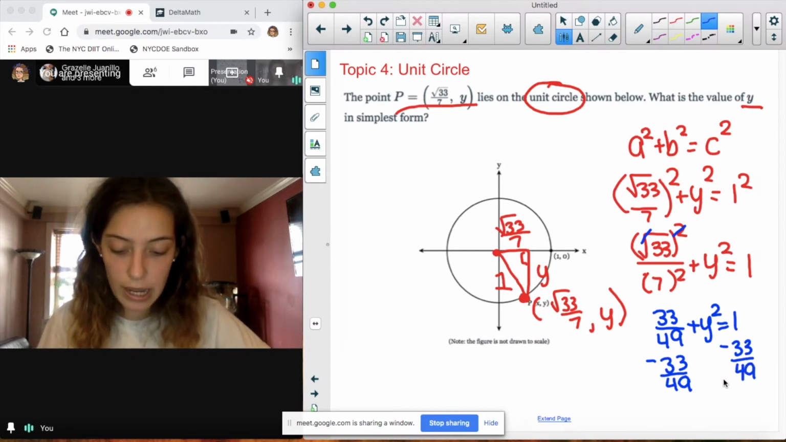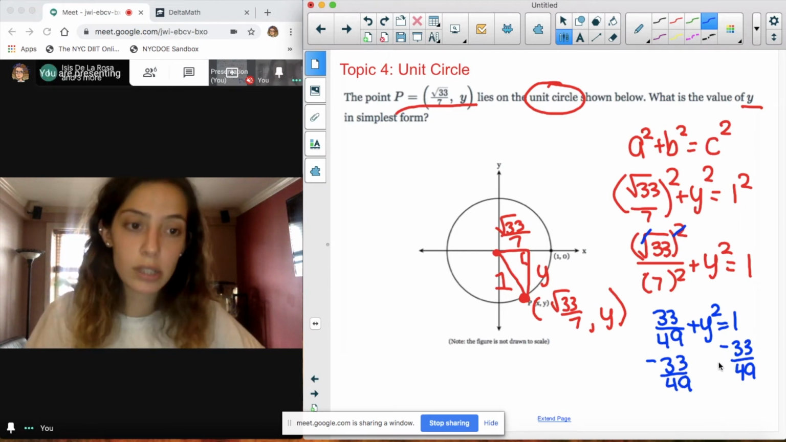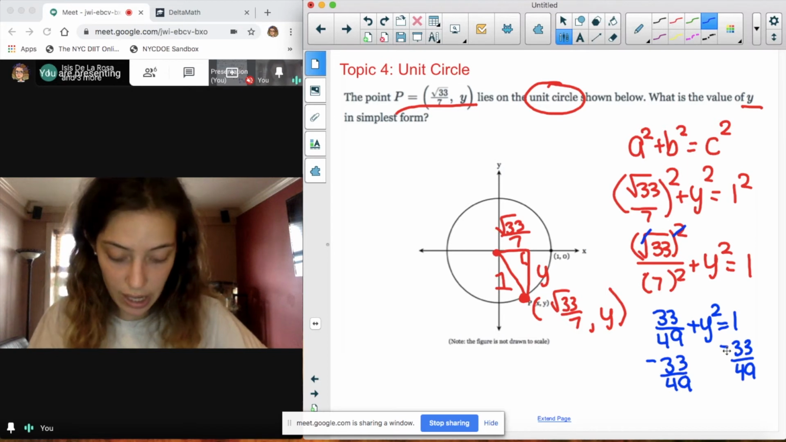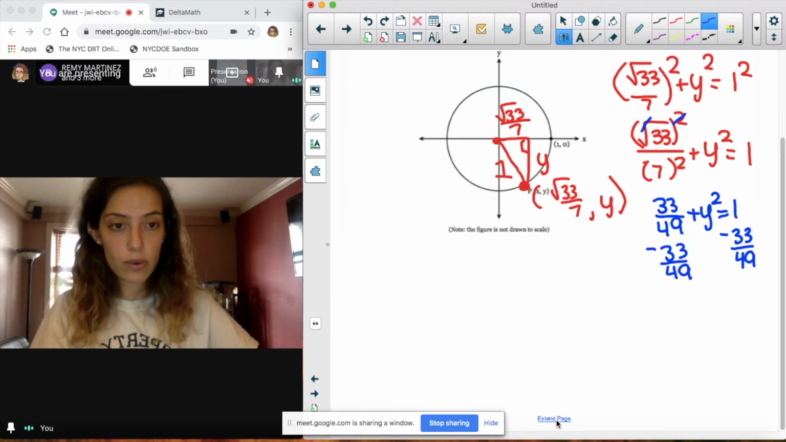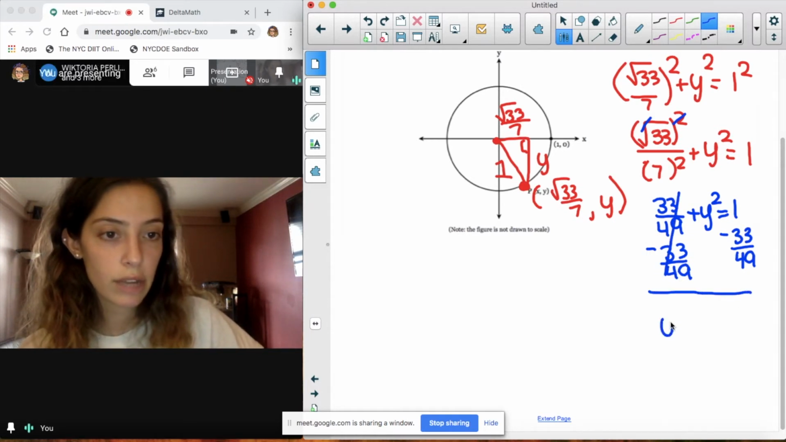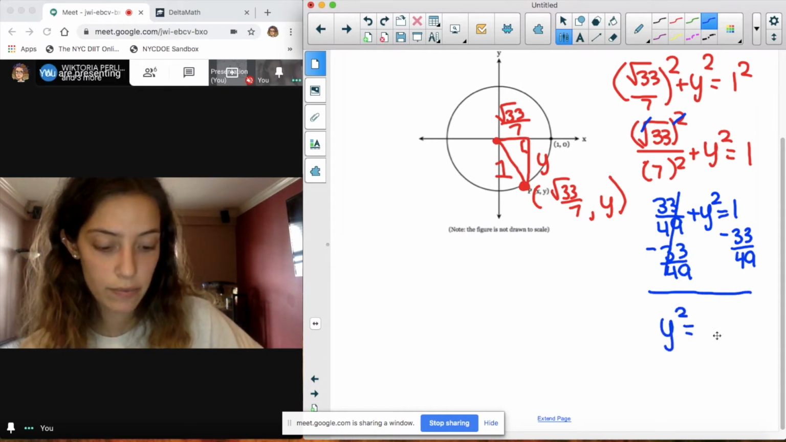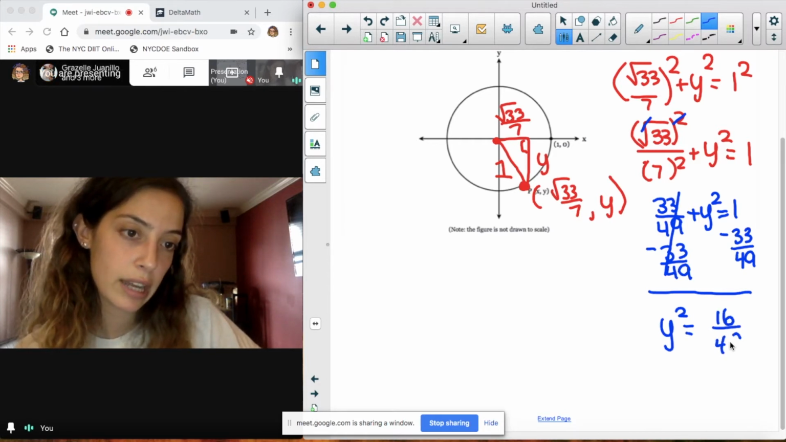So 1 minus. When you type this in your calculators, you always want to use the alpha y equals button. Okay, that is always highly, highly suggested. So that will cancel out, and we're left with y squared equals 16 over 49.